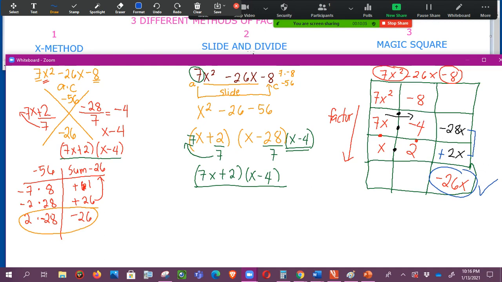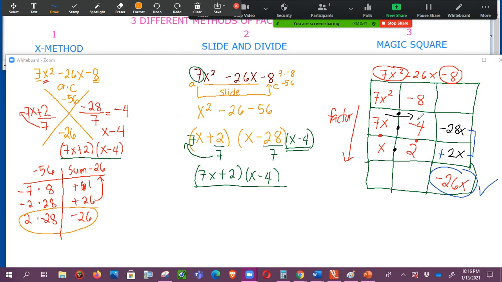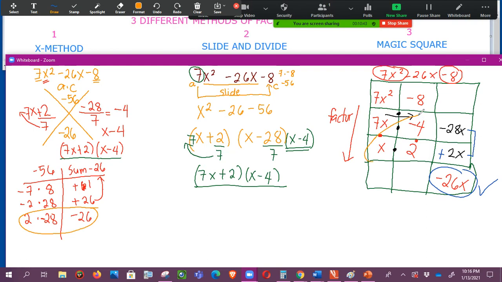Now, how will you determine the factors? It should be in diagonal form. You need to use diagonal form. So you will get your factors through the diagonal method. So the answer is 7x plus 2 times x minus 4.